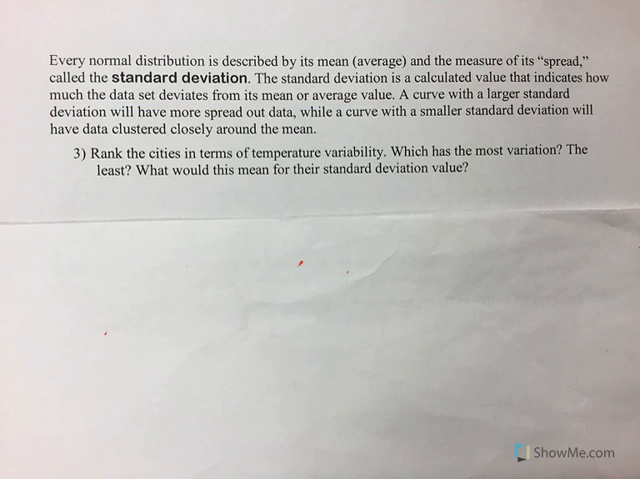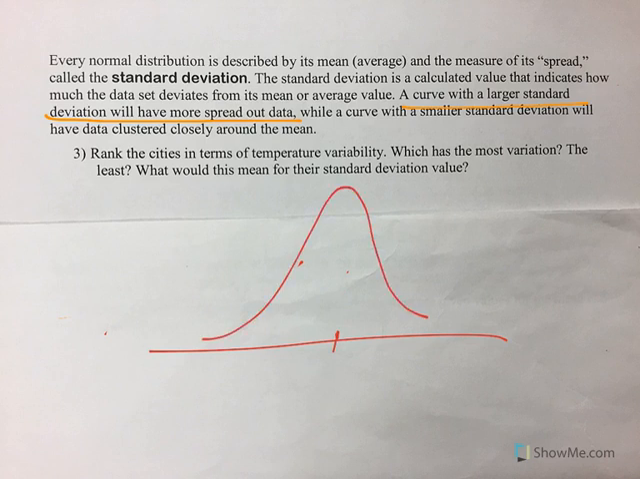So if you think about this, a curve with a larger standard deviation will have more spread out data. Because if the mean is in the middle and it's a really big standard deviation, that means my data might be, so I might have it something like this. Whereas if I have a small standard deviation, well, that means everything is really clustered around the mean. So it's going to be maybe high and tight.